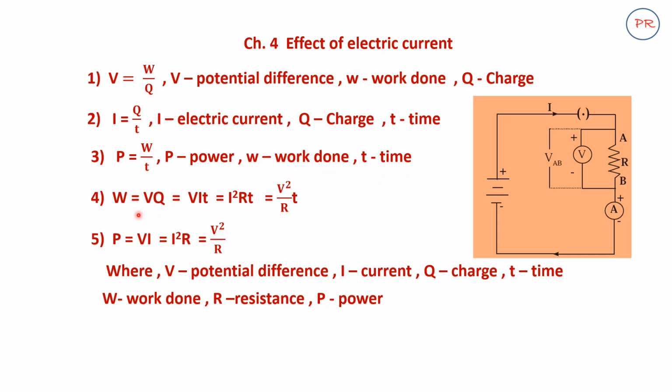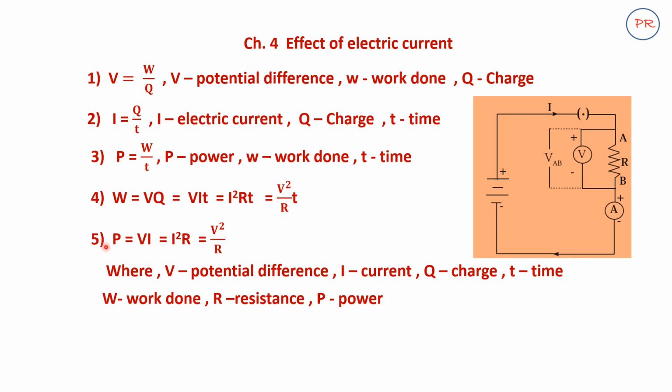Fourth important formula, W is equal to V into Q. This formula is obtained by rearranging the terms over here. So W is equal to V into Q. Now Q is nothing but I into T. Therefore, this will become VIT. Now we will use Ohm's law, V is equal to IR. Therefore, this will become I square RT, or V square upon R into T.